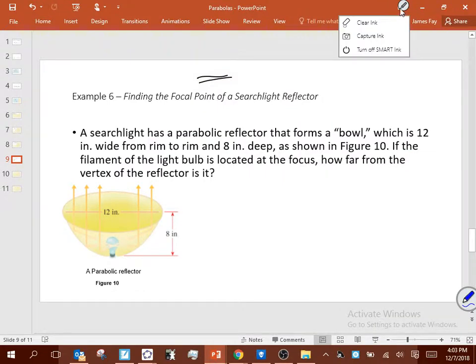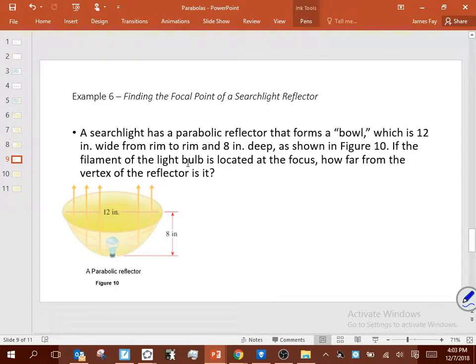One last question is this, and this is kind of addressing that idea with the light on your car, or a searchlight in this case. So a searchlight has a parabolic reflector that forms a bowl, which is 12 inches wide from rim to rim and 8 inches deep, as shown in the figure. So the filament of the light bulb is at the focus. How far from the vertex of the reflector is it? So we basically want to know, if I'm going to install this light bulb, where do I have to put it inside this searchlight so that we optimize the reflective property of a parabola?